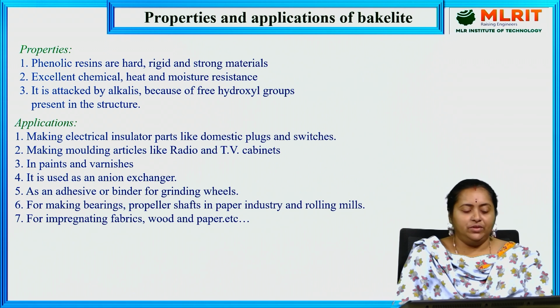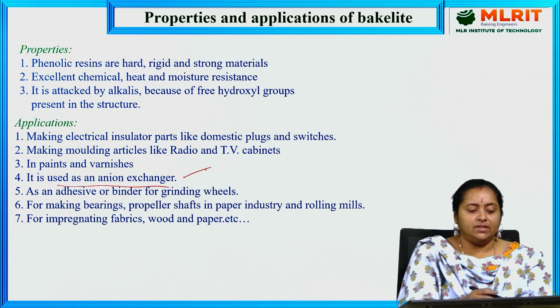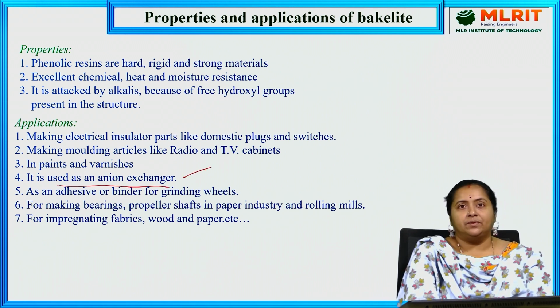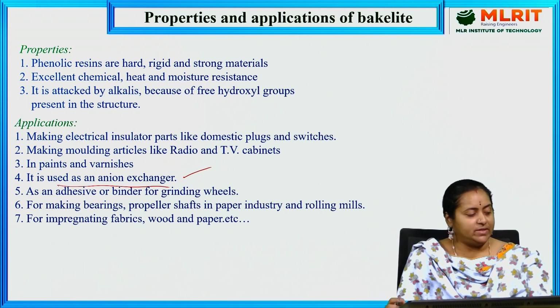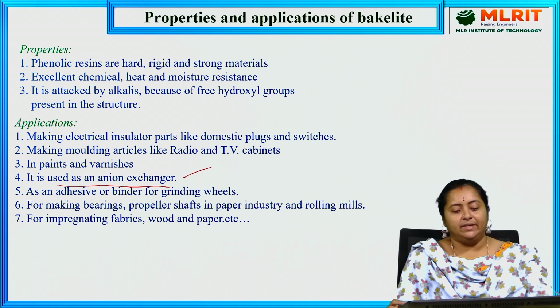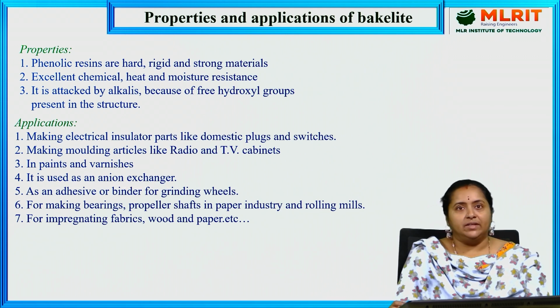And then we know very well, it is also used in the ion exchange process, which is meant for purification of water, that is hard water. In that, we can use bakelite as an example for anion exchange resin. And as it possesses very good adhesive properties, it can be used as an adhesive or binder for grinding wheels. Binder means it is able to fuse all the things, or adhesive means it has those adhesive properties. So for grinding wheels and so on, we can apply bakelite as an adhesive or binder.